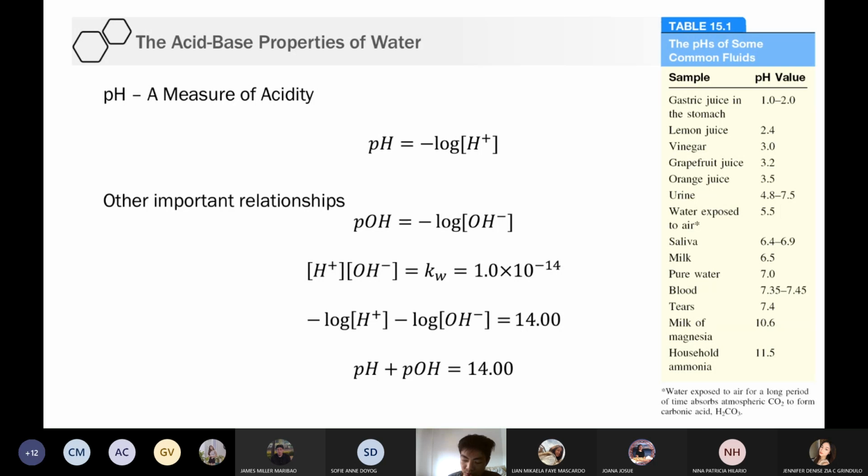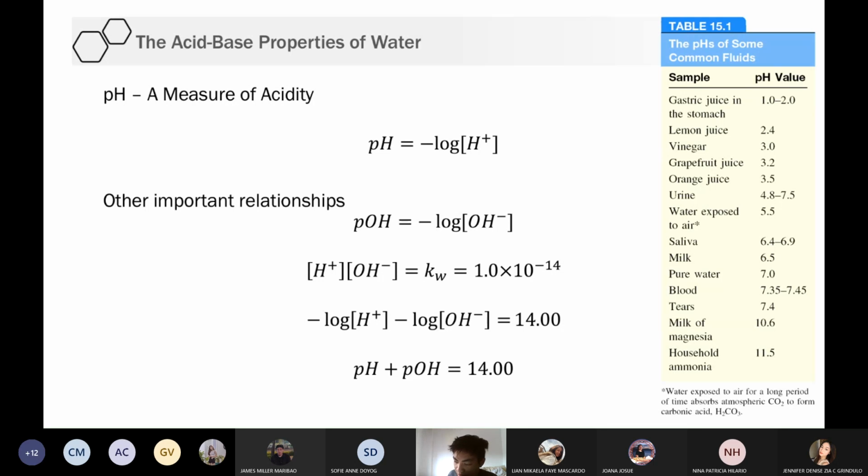Other important relationships are the following. Okay? So, we have the pOH, no? So, that is the power of hydroxide, no? Ang pH, that's the power of hydrogen. Pag pOH, that's the power of hydroxide. And that is equal to the negative logarithm of the concentration of OH minus.